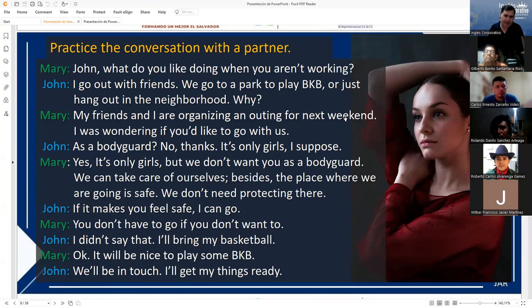Okay. It's not perfect, right? It's not perfect, but it helps. So all you have to do is listen to it. It says, it's only girls, but we don't want you as a bodyguard. We can take care of ourselves.